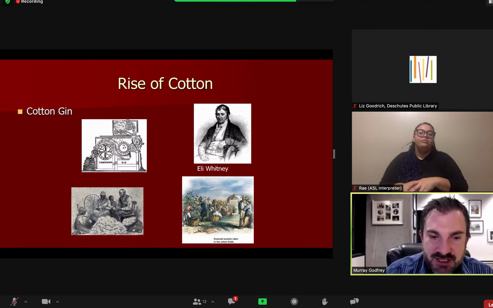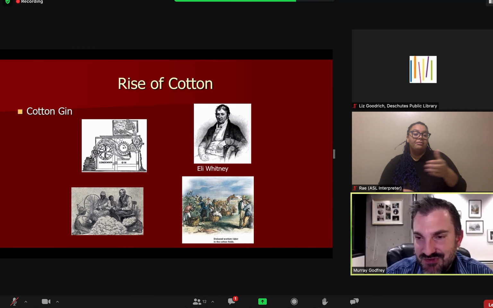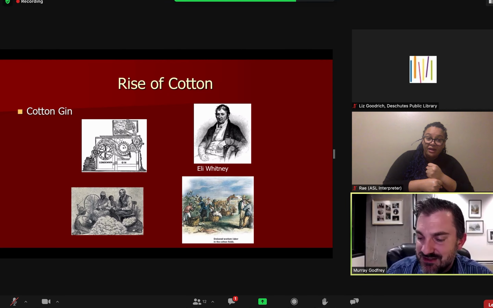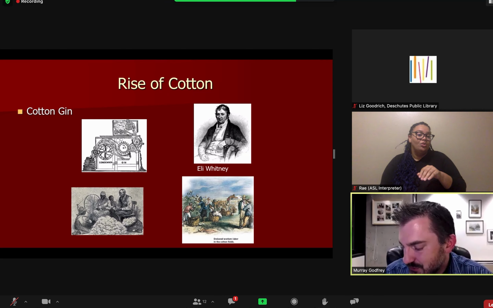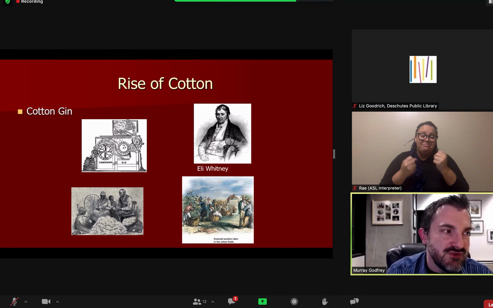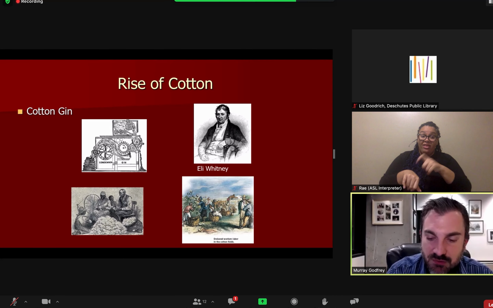What they did not predict was how powerful cotton would become. And the way I characterize it with students is that cotton is kind of like oil. It's in everything. Look at what we're wearing. It's in your coffee filters. It's in pretty much every fabric you wear. It's in all kinds of products. It's still an extremely important product. And at this time it was even more so. It was integral to the economy.